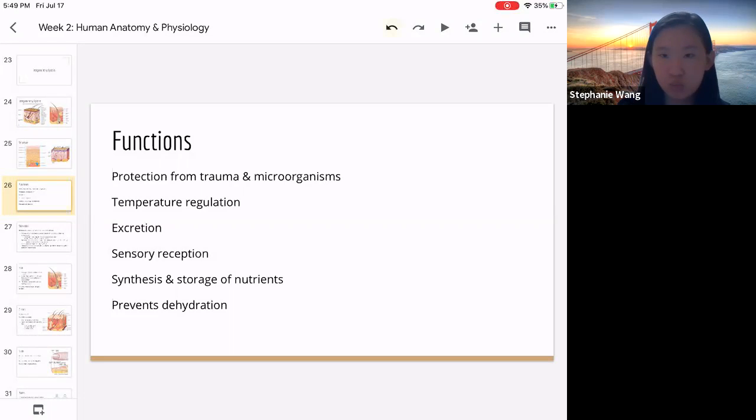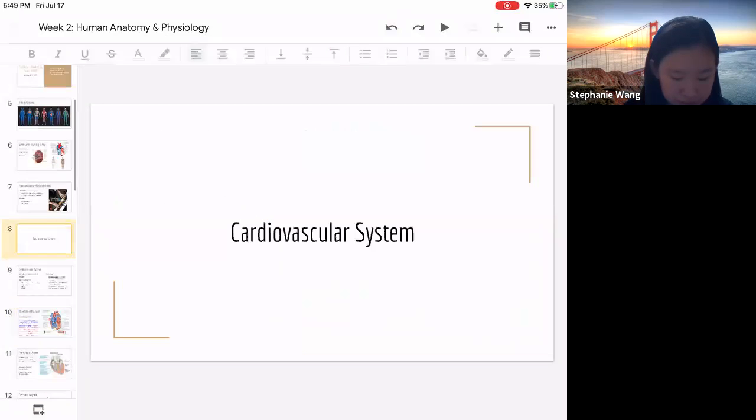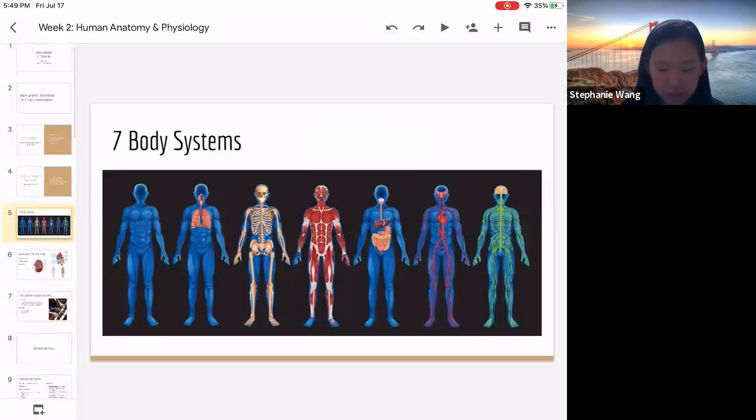Okay, Chelsea asked, what are the 7 body systems again? Let me name them. So integumentary, respiratory, skeletal, muscular, digestive, circulatory, and this one is lymphatic, but another one would be the nervous system. Hopefully that helps you.